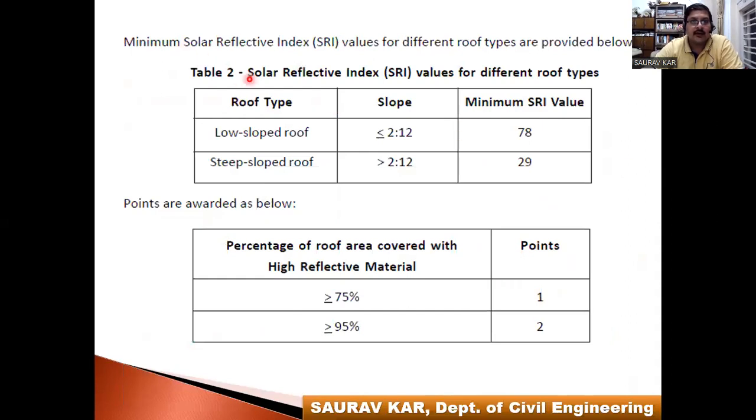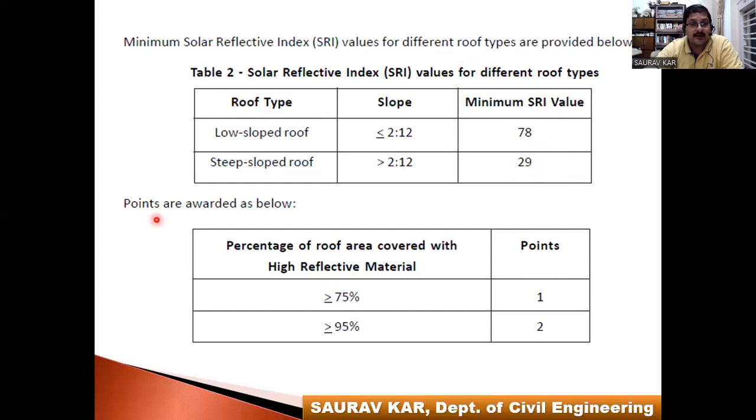So, solar reflective index, SRI value, for different roof types. If we are using a low slope roof, where the slope is less than 2:12, meaning 1:6 actually, the minimum SRI value is 78. Low slope roof means flat roofs particularly. For a steep slope roof, more than 2:12, a minimum SRI value of 29 should be adopted.